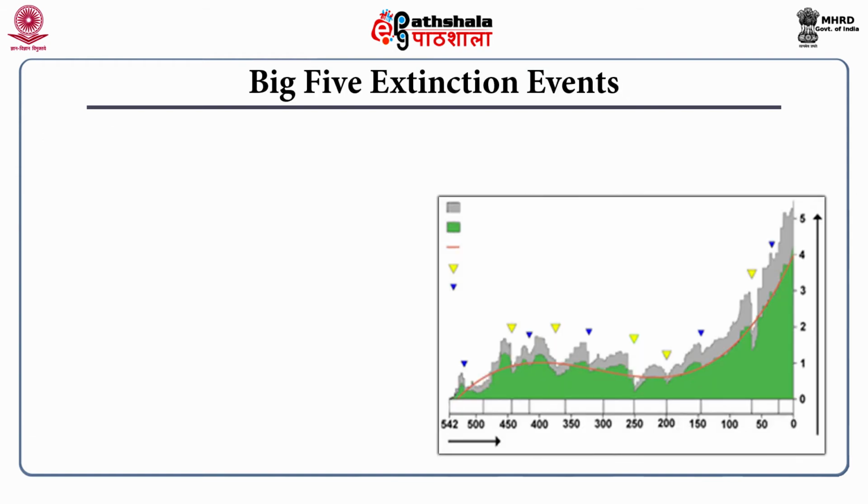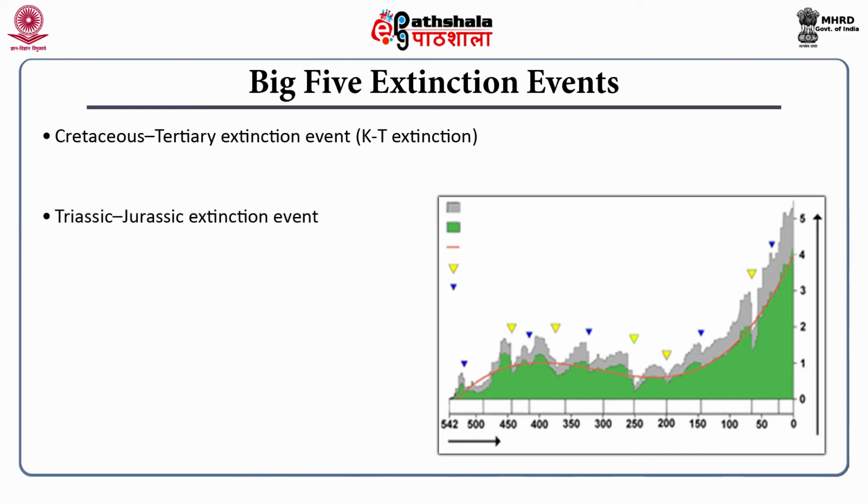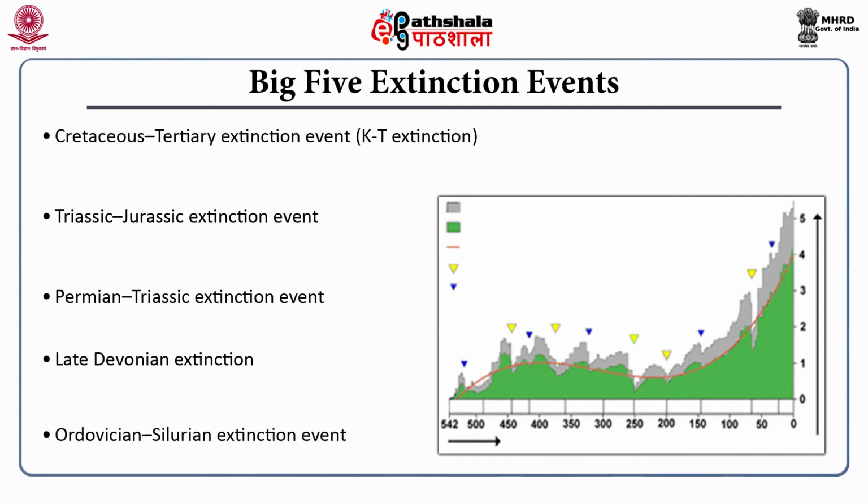The 5 major extinction events that have ever happened on planet Earth are the Cretaceous-Tertiary event, also called the KT extinction or Cretaceous-Paleogene extinction event, which is the most recent one, the Triassic-Jurassic extinction event, the Permian-Triassic extinction event, the late Devonian extinction event, and probably the first one, the Ordovician-Silurian extinction event. We will come across all these major 5 extinction events and their causative factors.